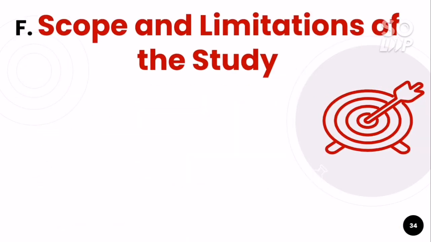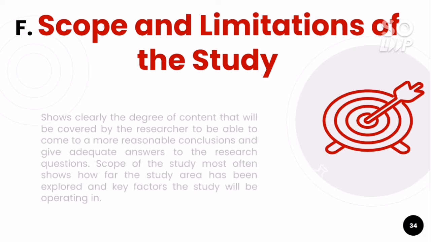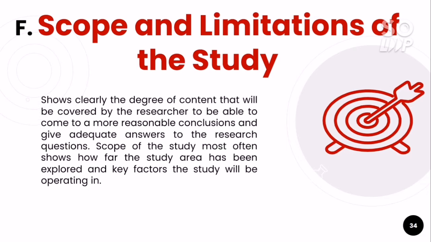Next, we have the scope and limitations of the study. It shows clearly the degree of content that will be covered by the researcher to be able to come to more reasonable conclusions and give adequate answers to the research questions. The scope of the study often shows how far the study area has been explored and the key factors the study will be operating in.